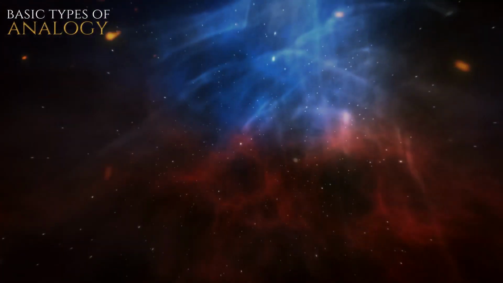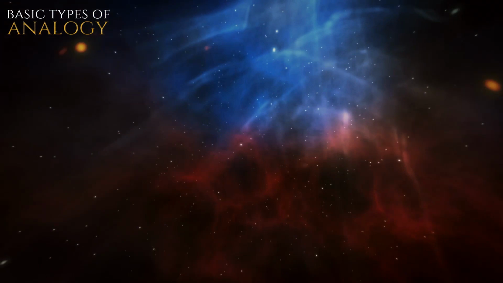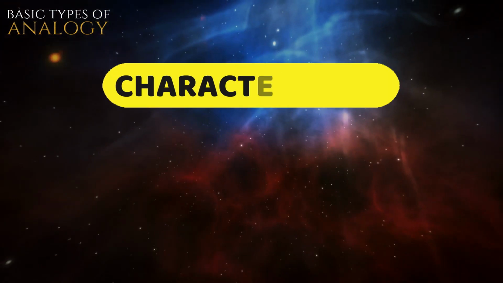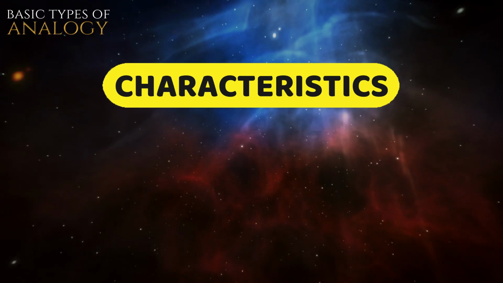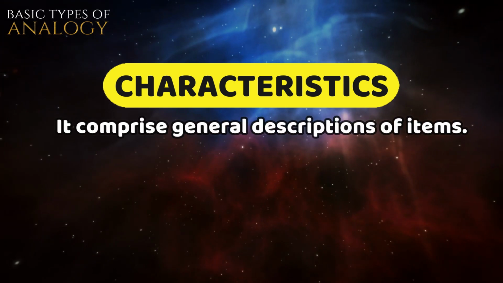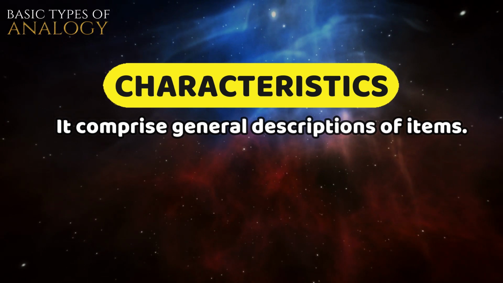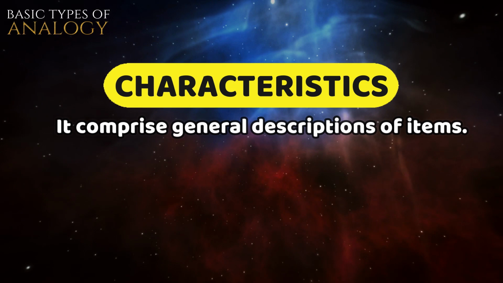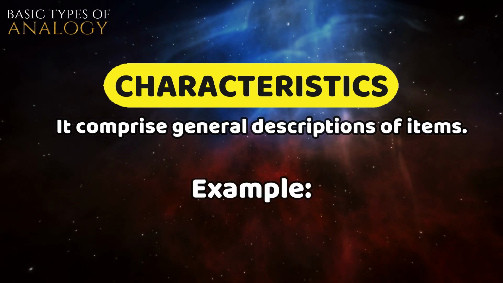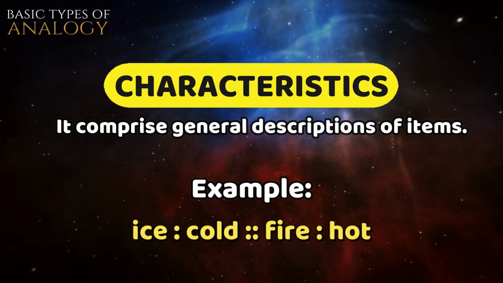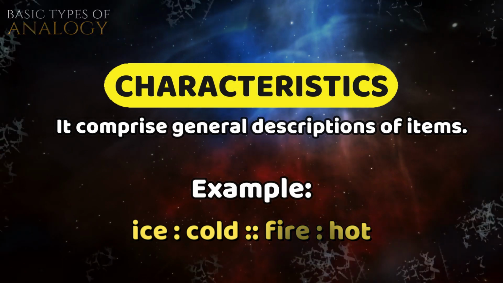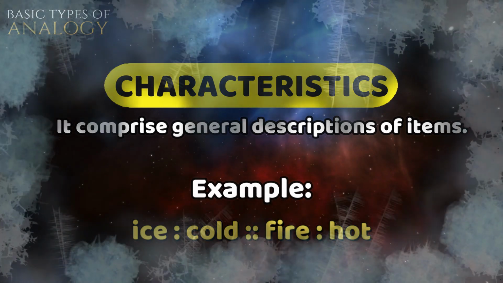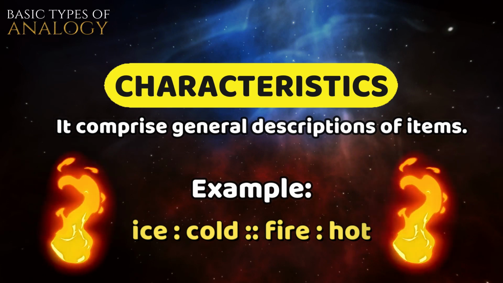Our fourth basic type of analogy deals with descriptions. We call this characteristics. This analogy comprises general descriptions of items. How are things generally described? It presents a particular item followed by its description or vice versa. Example: ice is too cold as fire is too hot. In this example, we are all aware that ice is freezing cold while fire is burning hot.